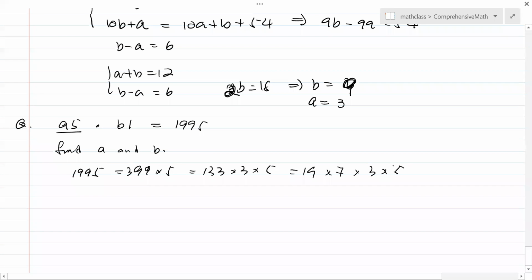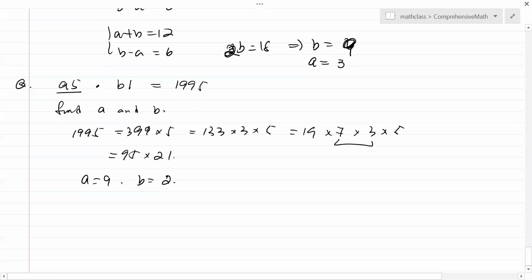Then once you factor this number, which ones give you the last digit? Those two numbers give you that. So actually 19 times 5 is 95, times 21. So the answer is, A is going to be 9, B is going to be 2. Okay, let's work on the last part.